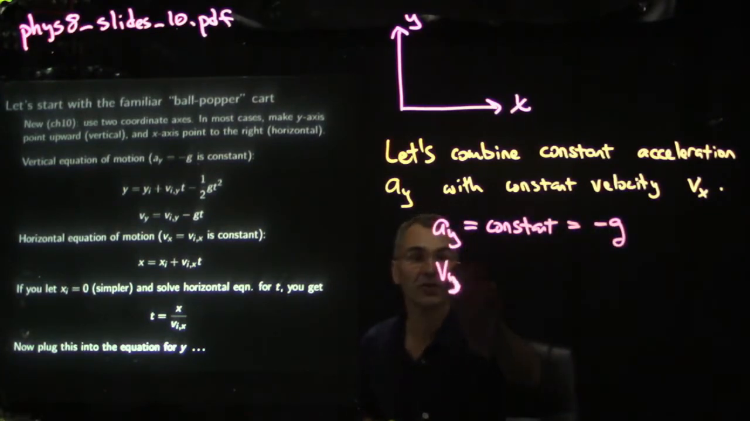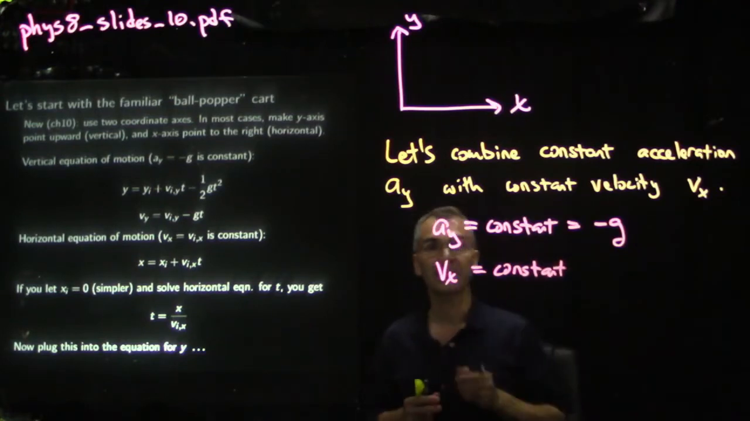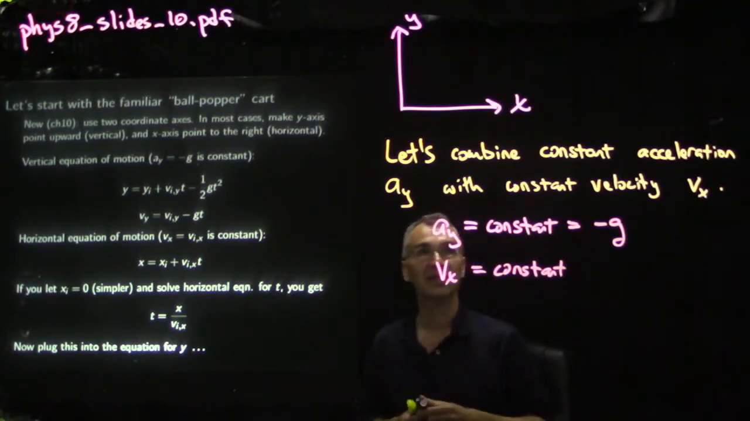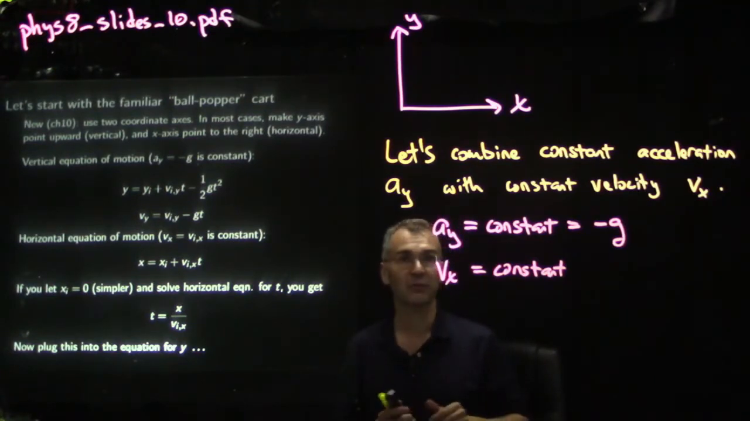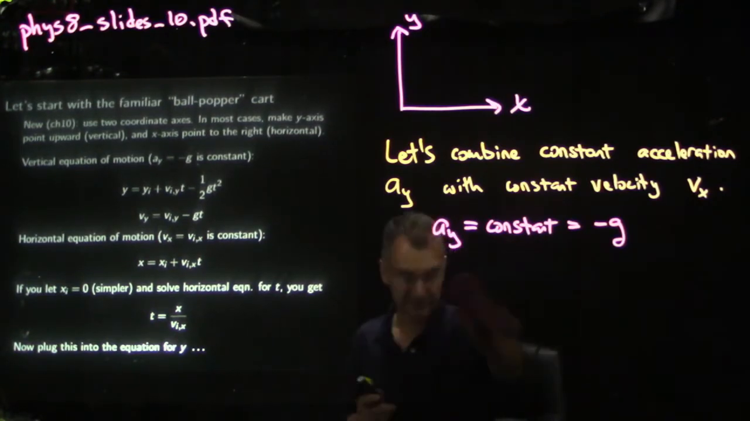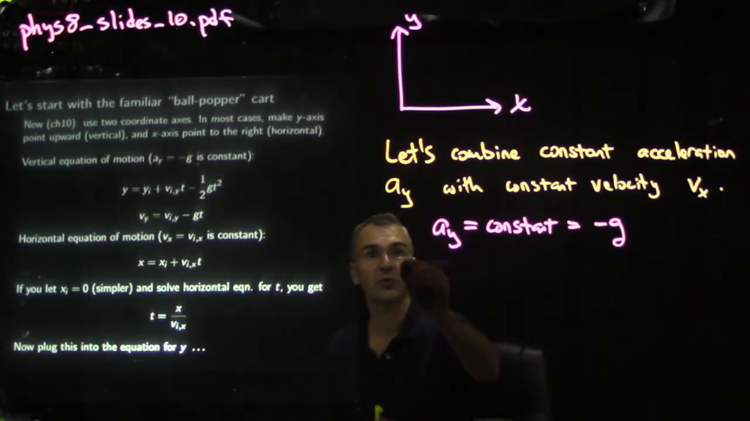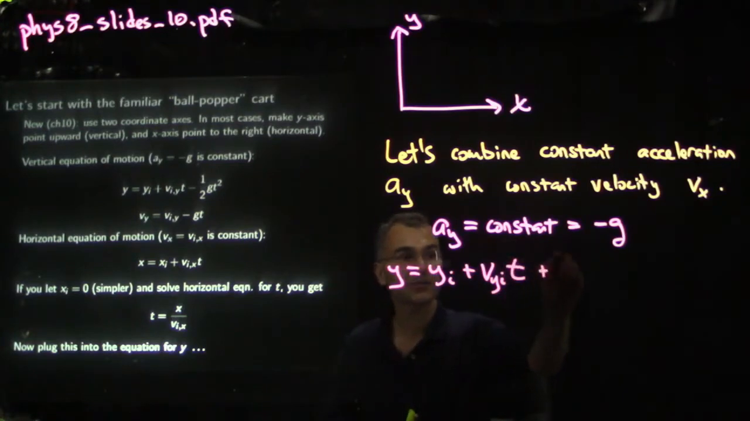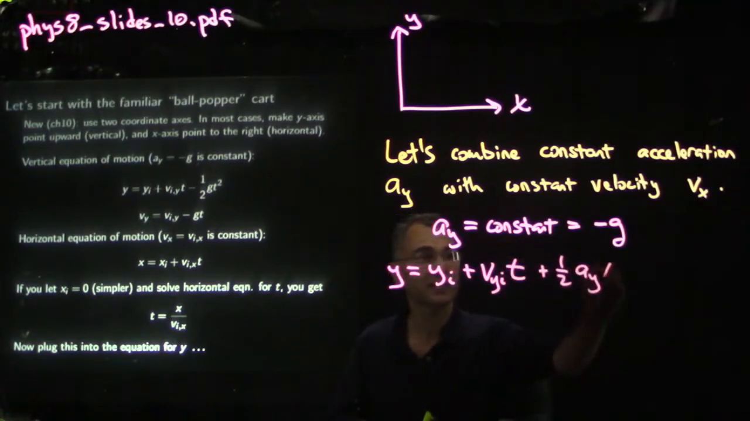Then we'll do v sub x. So we have constant acceleration in the y direction, and we'll have constant velocity in the x direction. And let's see what happens when we combine those. And I guess we can even start to work out what will happen when we combine those. So you remember that for constant acceleration, for example, we have y is y initial plus v y initial t plus 1/2 a sub y t squared.